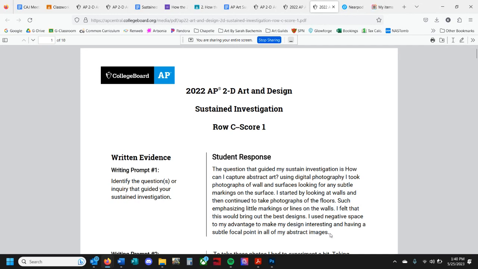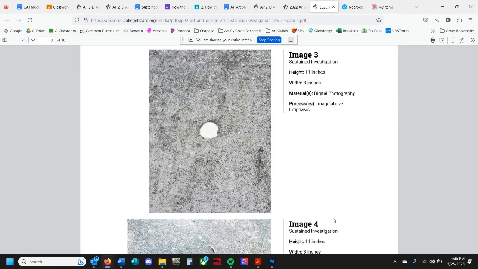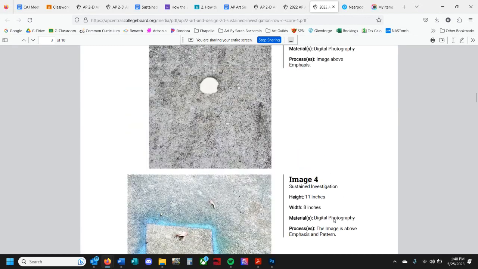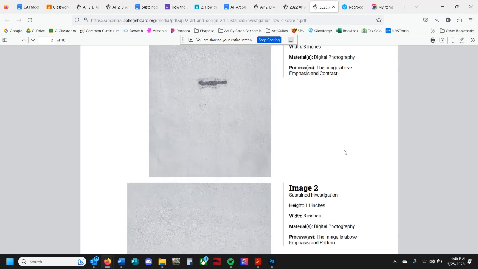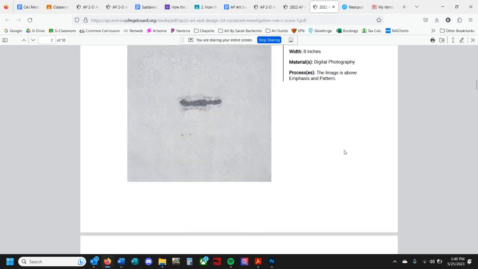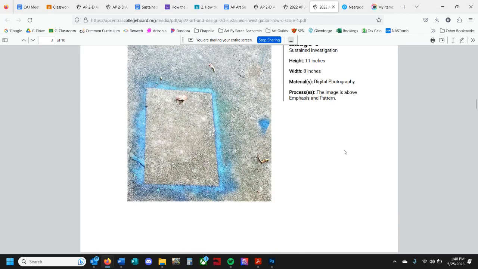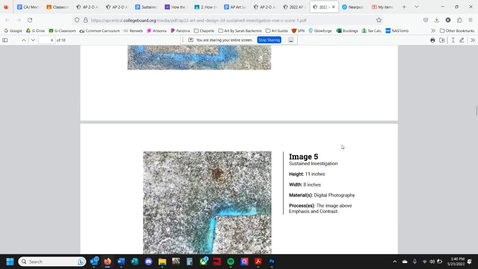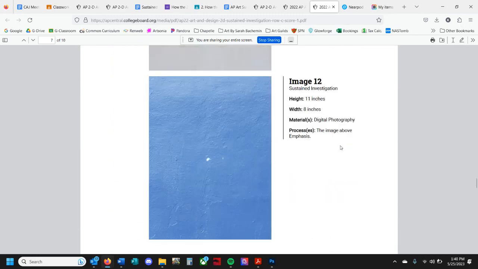I used negative space to my advantage to make my design interesting and having a subtle focal point in all of my abstract images. Okay, you can take a look at the images if you want to, but we're not as much interested in the images as we are about the materials. So materials obviously are digital photography. For processes, they just have the image above as emphasis and contrast. That's not really a process. That's an element of art. So the process would be probably, you know, edited digital photography or something in that nature. Anyway, let's go down and see what the score rationale for this one is.